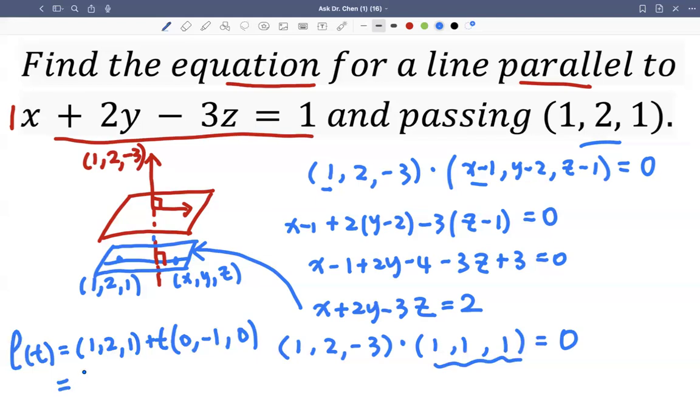I simplify this one, I get t times 0, which is 0. So 1 plus 0, which is 1. Then t times negative 1, negative t. So 2 plus negative t, that's 2 minus t. Then t times 0, that's 0, and 1 plus 0 is 1. In three-space or in higher space, other than two-dimensional space, we use a vector to be a representation of a line. So in this case, it's (1, 2 minus t, 1).